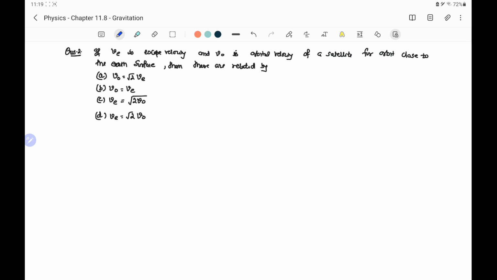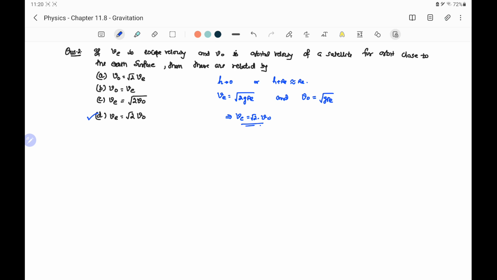Second question is, if VE is the escape velocity and V naught is the orbital velocity of a satellite for orbit close to the Earth's surface, then these are related by. For orbit close to the Earth's surface, h is approximately 0, or we can say h plus RE is approximately equal to RE. And for this condition, the escape velocity is square root of 2g RE and orbital speed is root g RE. Therefore, we can say that escape velocity is root 2 times the orbital speed. So option D is the correct option.